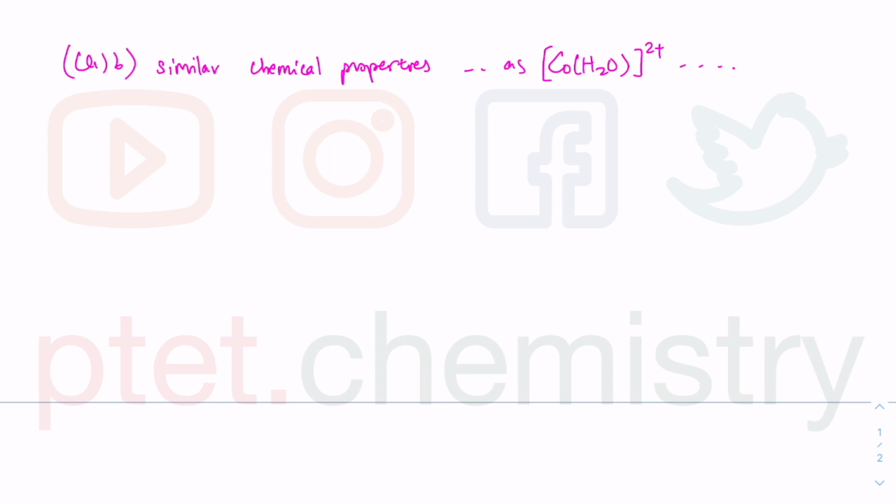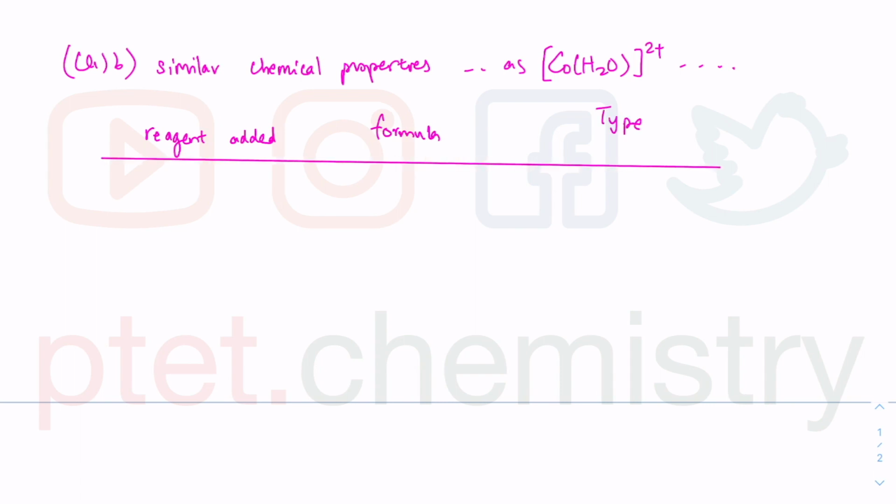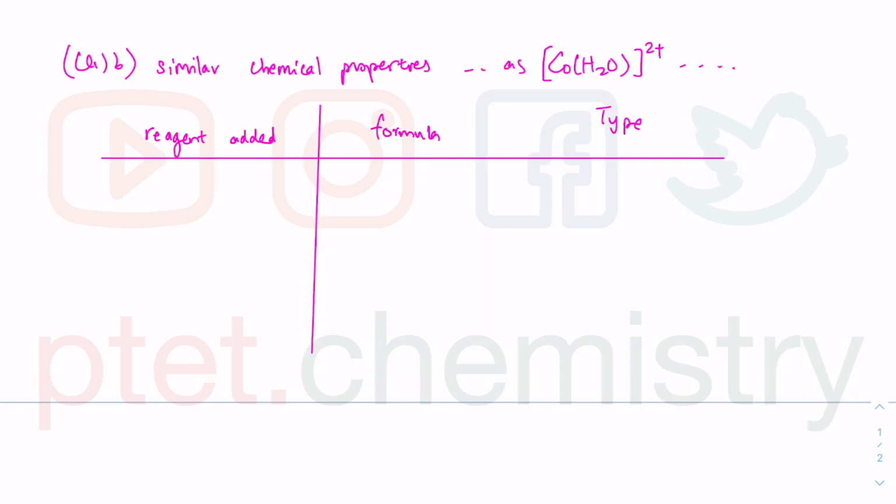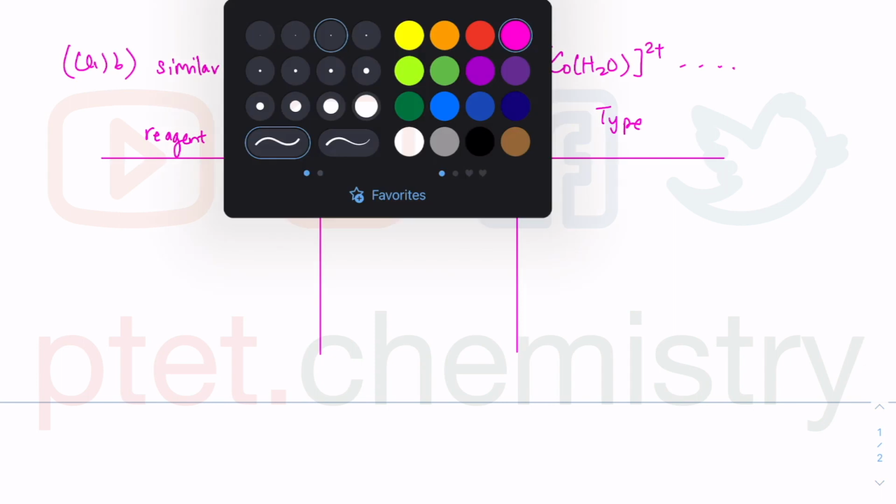So we have NaOH, which is just acting as a base, OH minus. We have H2O2, which can act as an oxidizing agent, and we have NH3, which can act as both, initially as a base, and then in excess as a ligand. So in terms of the reagent added, we have to describe the formula of the chromium species formed, and we have to identify the type of reaction. So we are not being asked for any equations here. We're just being asked what happened in each case.